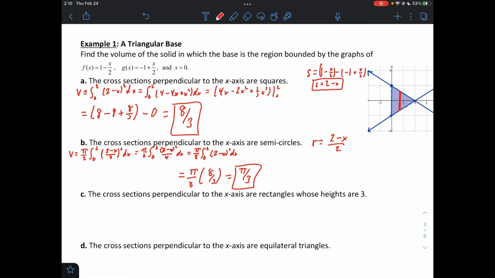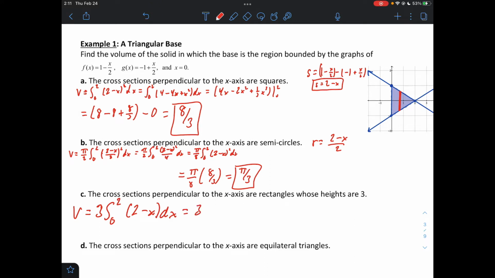For the third one, the cross sections perpendicular to the x-axis are rectangles whose heights are 3. All right, so this one is going to be, area is going to be base times height. So we need the base, which we already have is 2 minus x, and the height, which we know is 3. So our volume here is going to be 3 times the integral from 0 to 2 of 2 minus x dx.